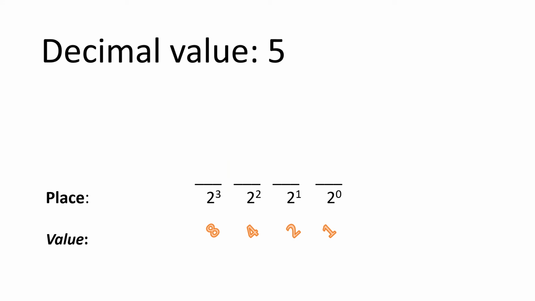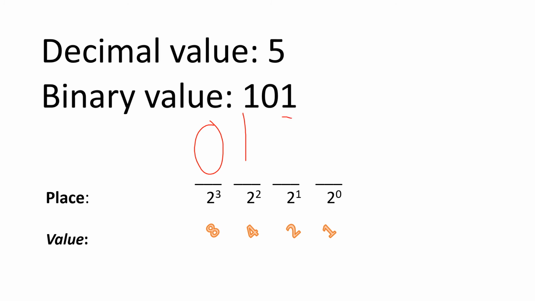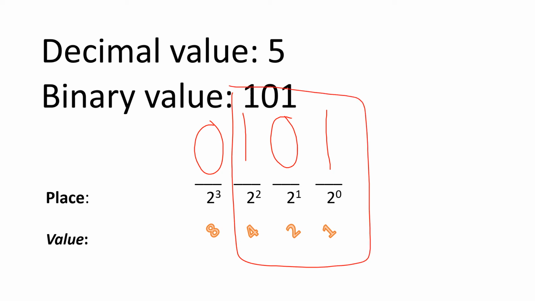Okay, 5. There's a 0 in the 8's. There's a 1 in the 4's. And there's a 0 in the 2's. And there's a 1 in the 1's. So 1, 0, 1 in binary is equal to 5. There's a 1 in the 4's and a 1 in the 1's. 4 plus 1 equals 5. Hoping this kind of makes sense by now.